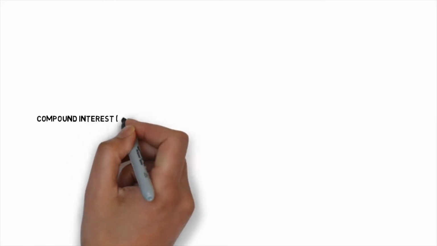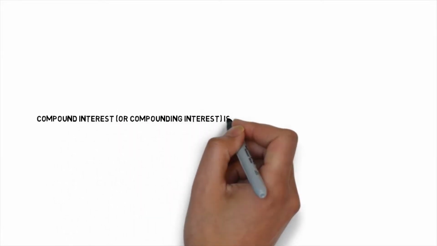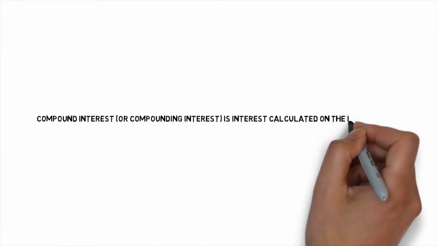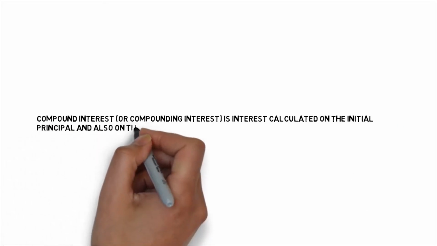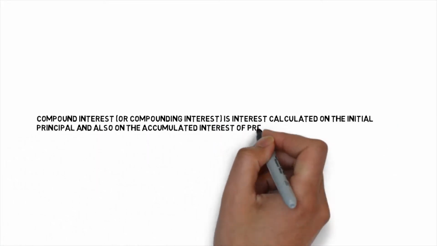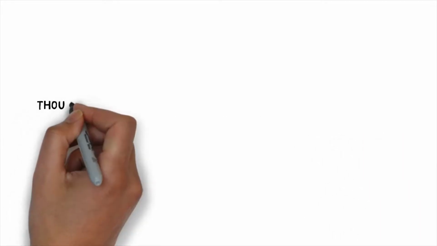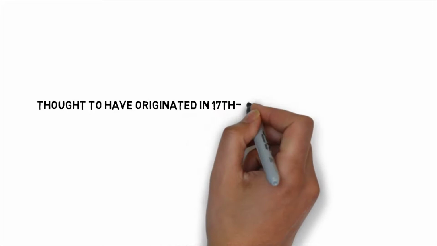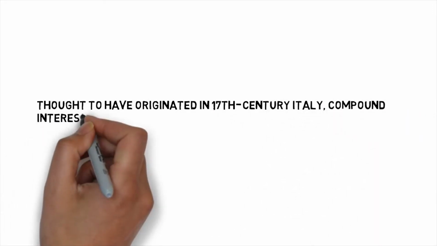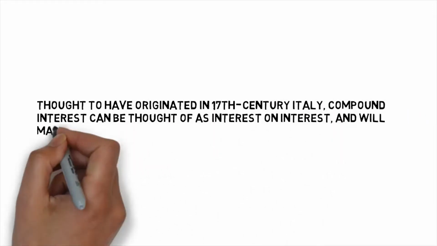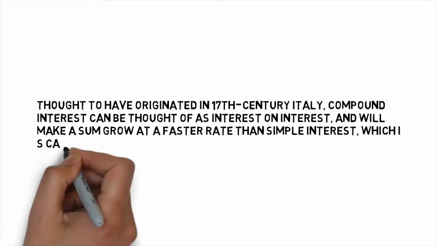What is compound interest? Compound interest, or compounding interest, is interest calculated on the initial principal and also on the accumulated interest of previous periods of a deposit or a loan. Thought to have originated in 7th century Italy, compound interest can be thought of as interest on interest and will make a sum grow faster at a rate than simple interest, which is calculated on the principal amount.